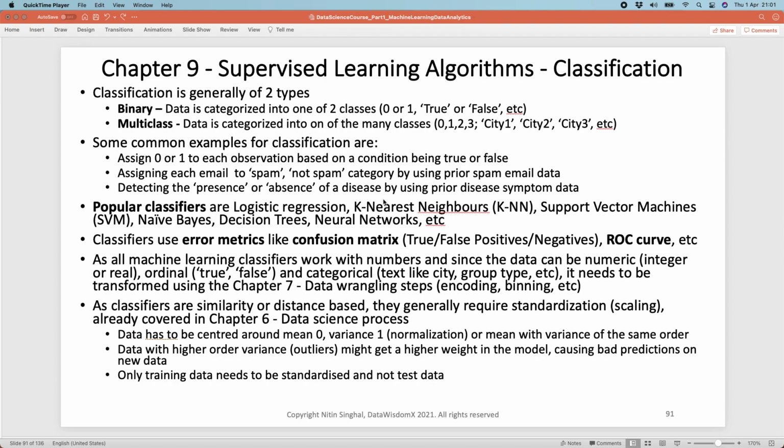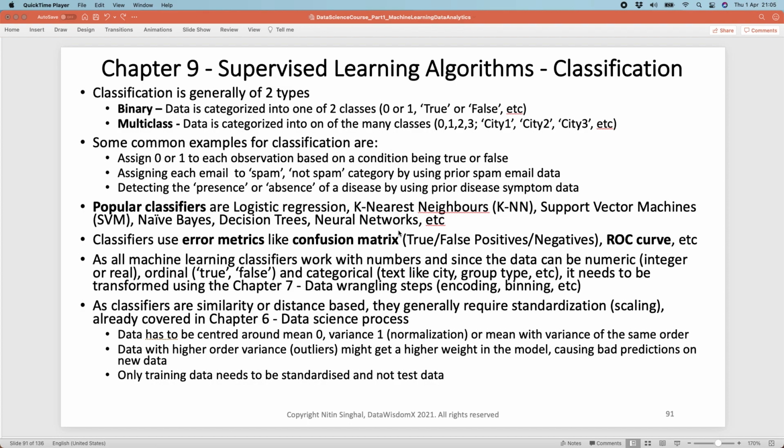So some of the more popular classifiers are logistic regression, k nearest neighbors, support vector machines, naive Bayes, and then of course decision trees can be used for classification, and neural networks. But we won't be covering neural networks as part one of this course. It will be in part two for the advanced machine learning techniques, and we've already mentioned why that is.